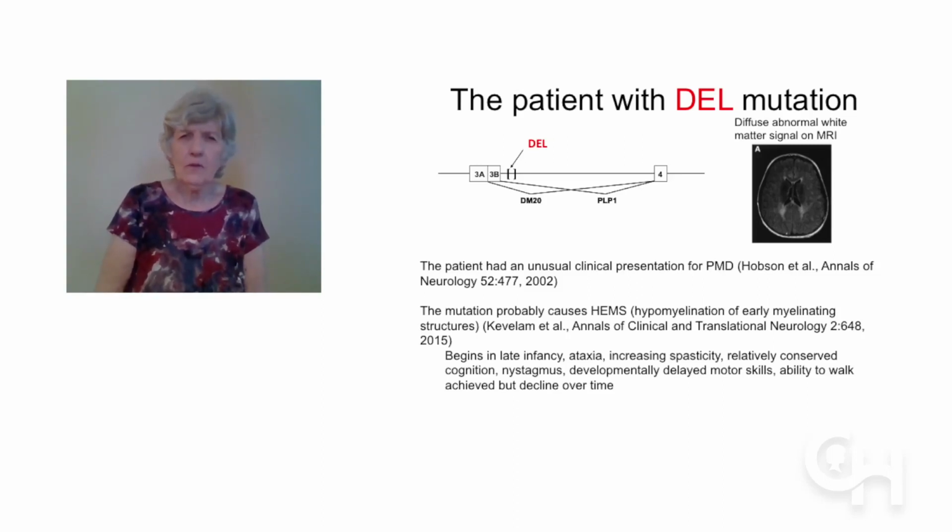Later, we showed with Nicole Wolf's group that patients with mutations that decrease PLP1 spliced form have a clinical presentation that's a bit different from typical PMD. And these patients had what she named hypomyelination of early myelinating structures, or HEMS, that was seen on MRI. Although we were not able to reevaluate our patient with the DEL mutation for HEMS on an appropriate MRI series, that is what our patient with this mutation probably has.